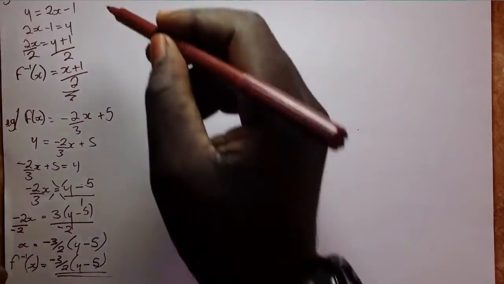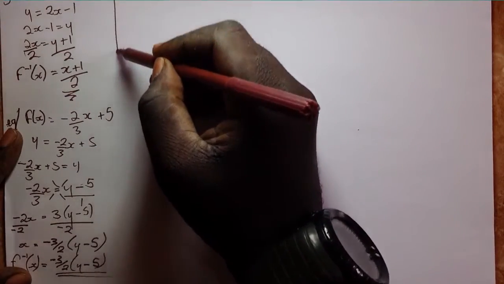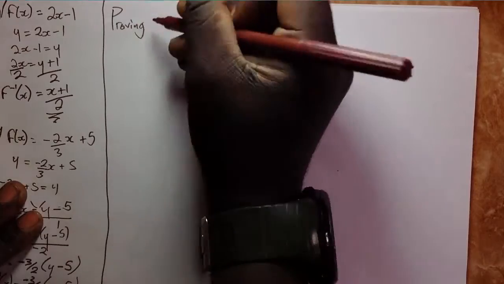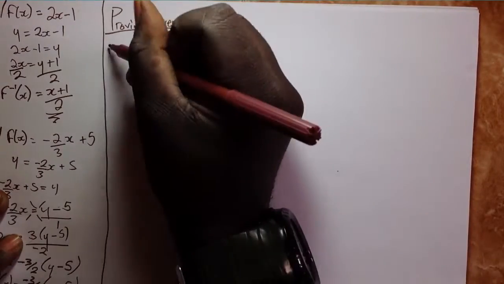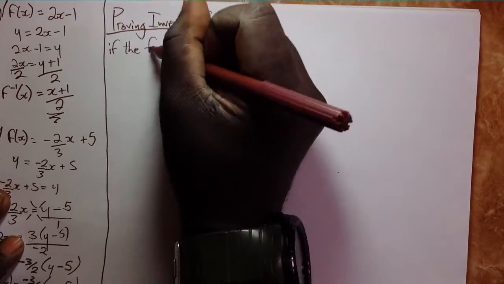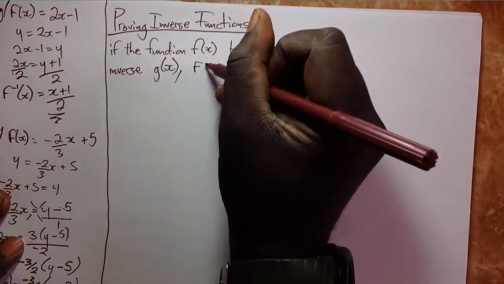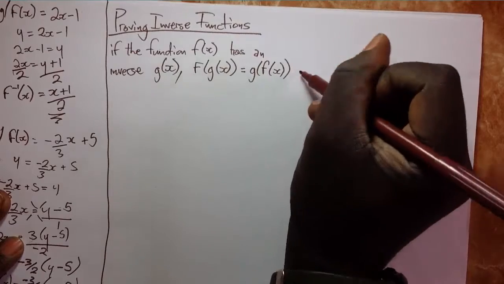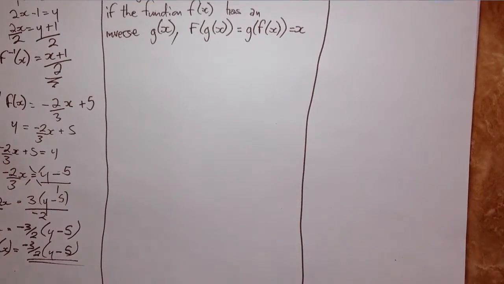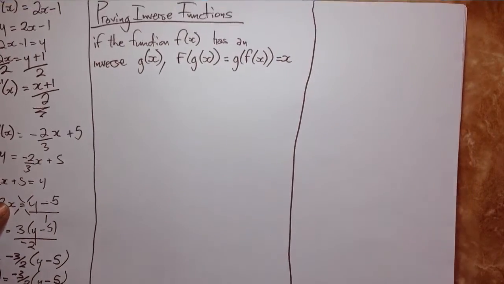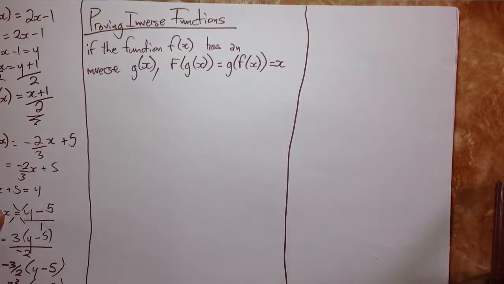Now, how do we begin to tell whether the answer we've got is correct? And so now we can look at proving inverse functions. If the function f of x has an inverse, let's say g of x, it means that when we say f of g of x, which is just the same as saying f composed with g, the answer that we're going to get is x. So let's look at this typical example. Let's say f of x is equal to x squared.